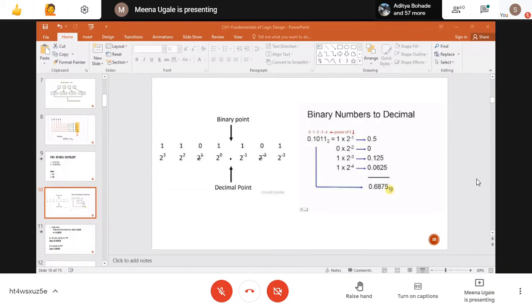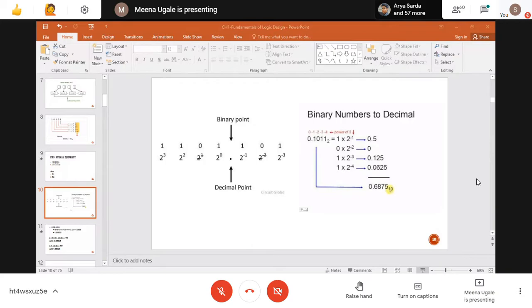See, one example is written here. When I am writing any binary number, 0.1011, what I am doing, you can see here. I am writing 1 multiplied by 2 raised to minus 1, and I will get the answer 0.5. 0 multiplied by 2 raised to minus 2, I am getting the answer 0. 1 multiplied by 2 raised to minus 3, I will get 0.125. And 1 multiplied by 2 raised to minus 4, I will get 0.0625.